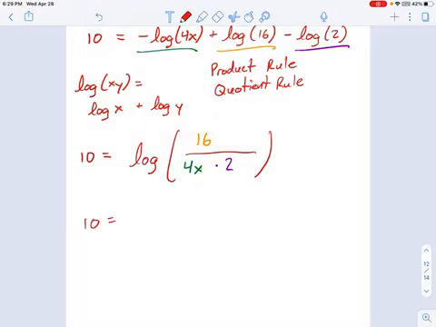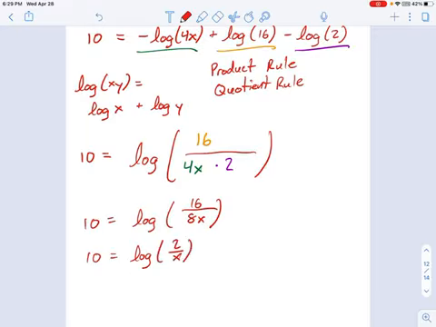We have 10 equals the logarithm of 16 over, well, 4x times 2 is 8x. So that is 10 equals the logarithm of 16 over 8x, and 16 over 8 is 2. So we have the logarithm of 2 over x. Now we've got a logarithm on one side, it's about as simple as it can get, and a number on the other.